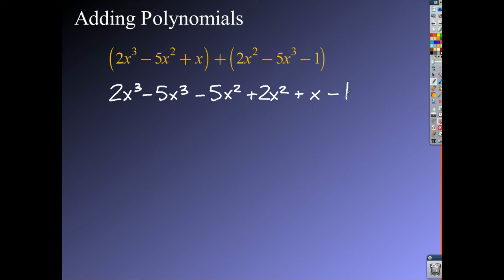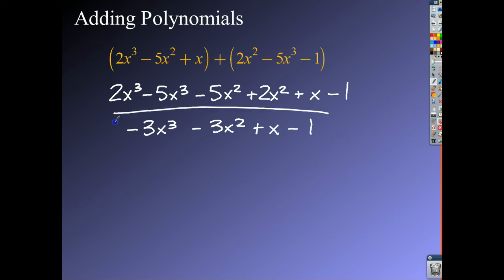And now all I'm going to do is put these together, right? Well, the x cubes, right? If I have 2x cubed and negative 5x cubed, that's going to give me negative 3x cubed. Okay, and if I have negative 5x squared and positive 2x squared, that's going to give me negative 3x squared. And then this x is by itself, so I can't simplify it or combine it with anything. And so my final answer here will be negative 3x cubed minus 3x squared plus x minus 1.